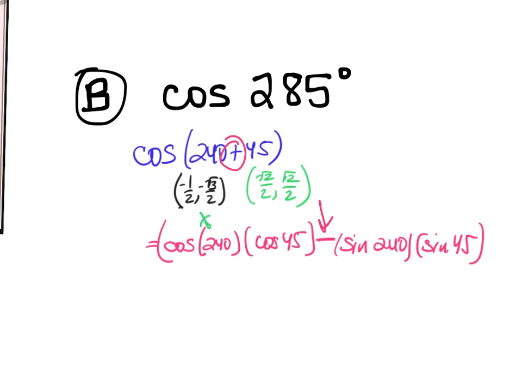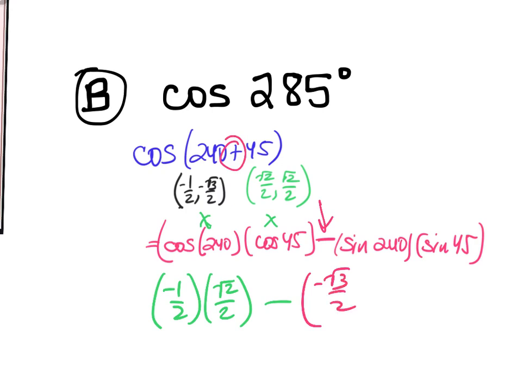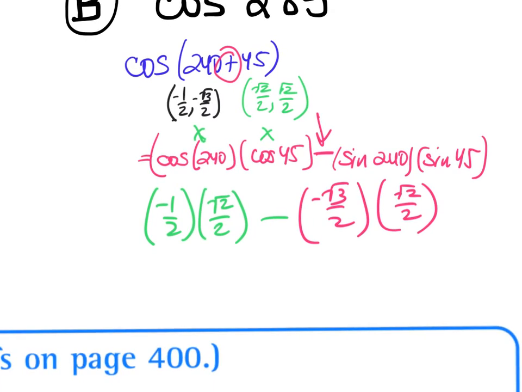What is the x value of 240? -1/2. What is the x value of 45? Root 2 over 2. Good. Minus, what is the y value of 240? Yep. And then what is the y value of 45? Perfect. Questions? If you guys show me all this work and you just have one tiny little mess up with your signs, not that big major of a deal. If you don't show me all this and your signs are wrong, we got issues because I don't know that you knew what you were doing.